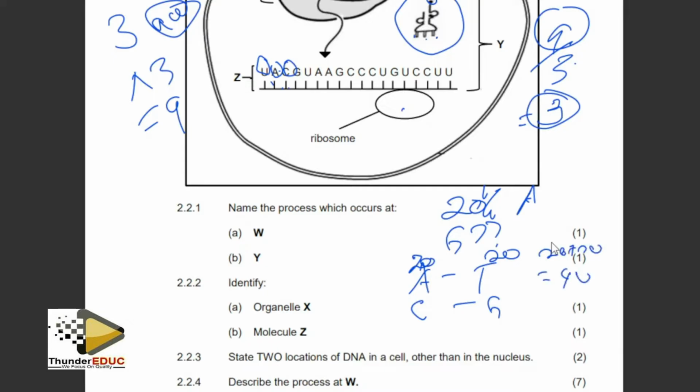Now, because this percentage is out of 100, I'm going to say 100 minus 40, so it gives me 60. That 60 is for these two bases, so divide by 2, and it's going to be 30. It means that the percentage of guanine is going to be 30%. Don't go to the paper without knowing how to calculate the base.